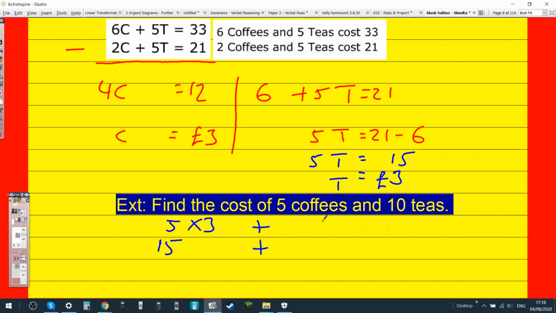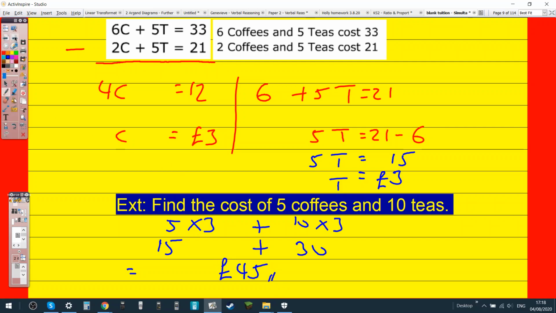So how would you get the cost of 10 teas? 1 tea is £3. 1, 2, 3 pounds. You do 10 times 3. Yeah. So 30. And so total cost? Total cost is £45. That's it.